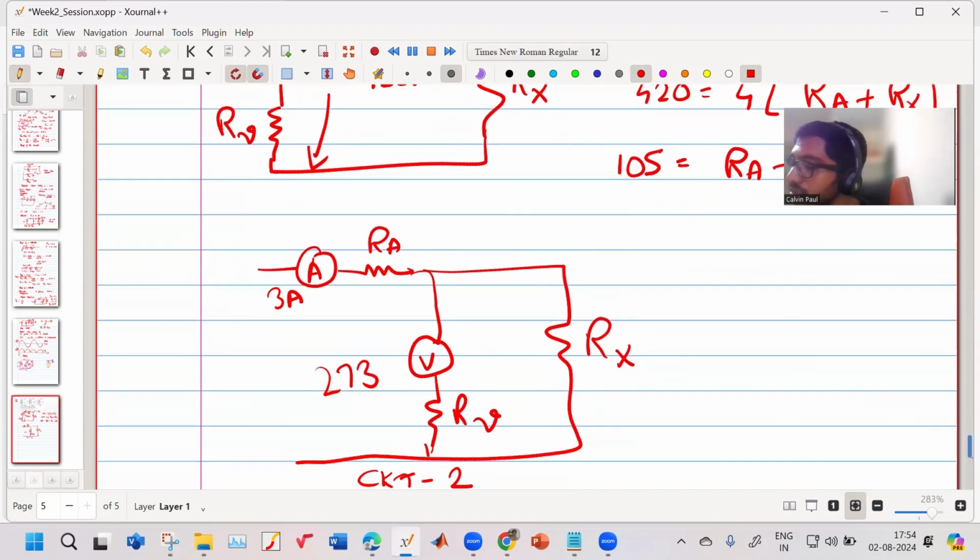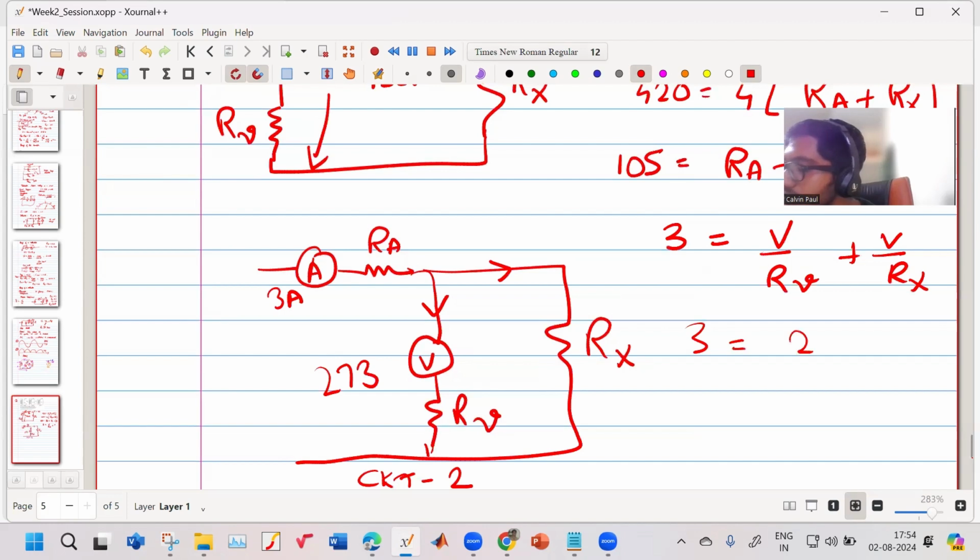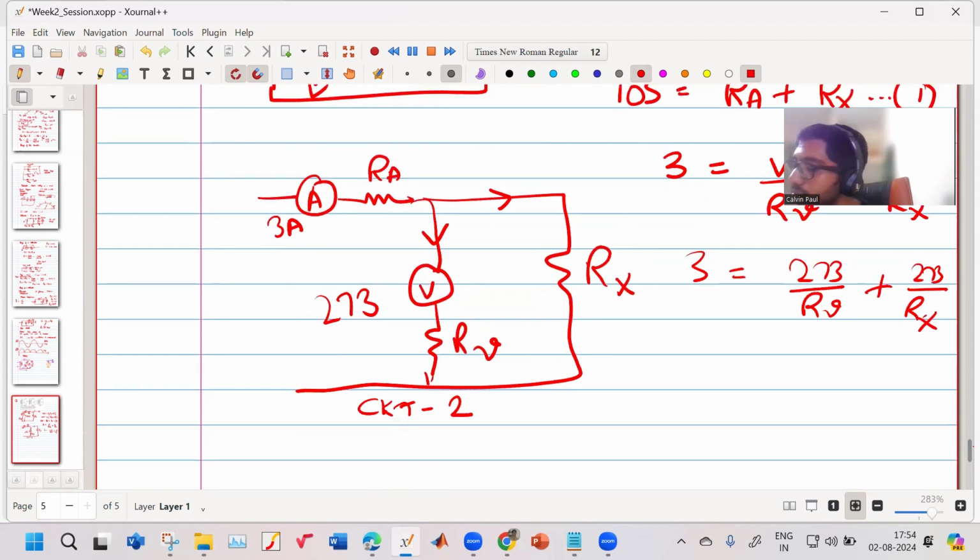So now what is happening? It is getting divided over here and over here. So this current 3 is getting divided as V upon RV plus V upon Rx. So that is 3 is equal to 273 divided by RV plus 273 divided by Rx. So what is 3 divided by 273?